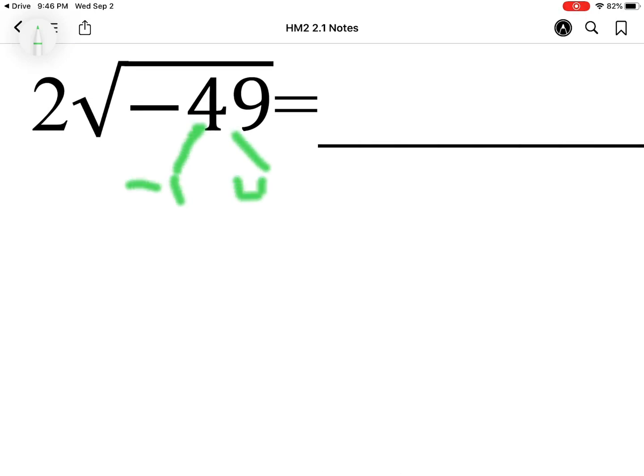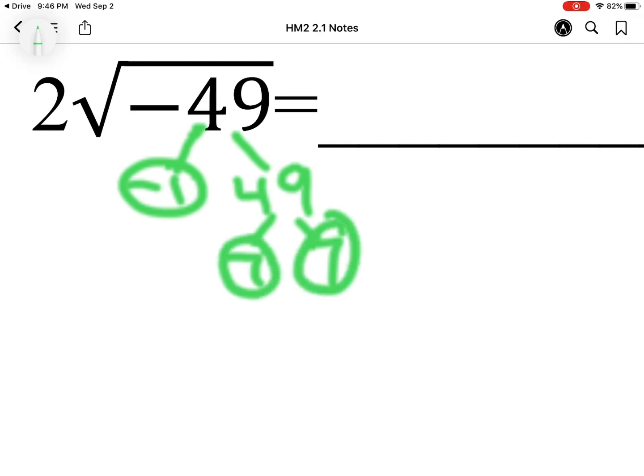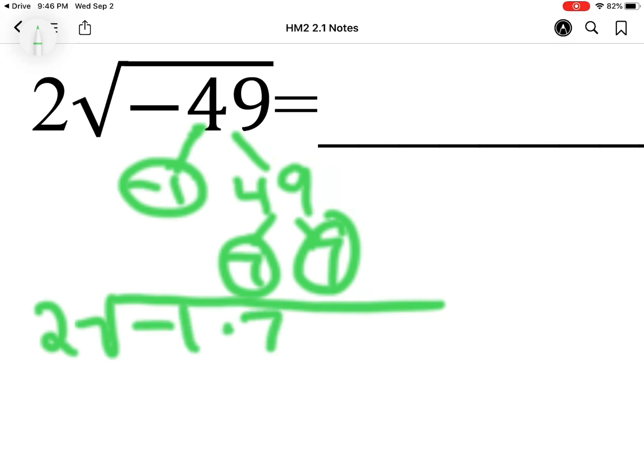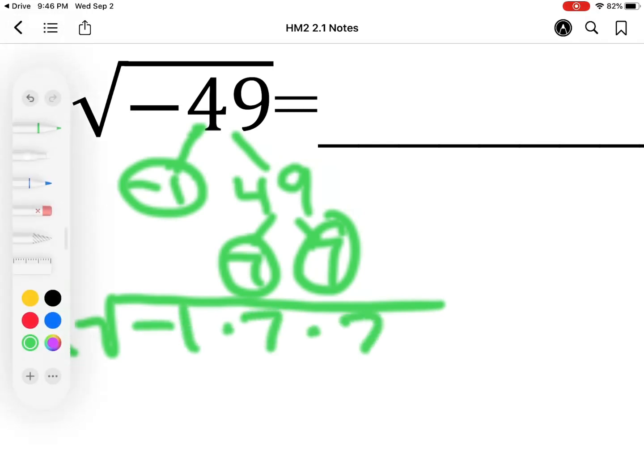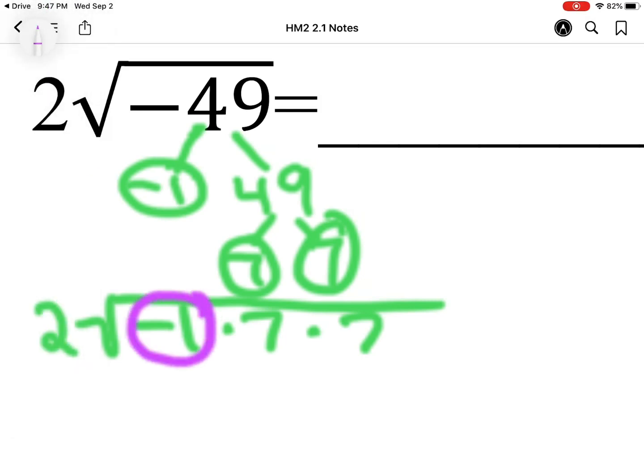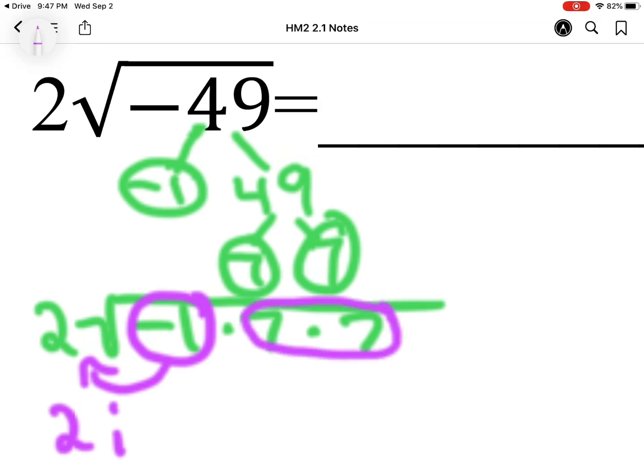So what if we had this one? We're going to start on the inside, so -49. And then we would have 7 times 7. So that means we have 2 times the square root of -1 times 7 times 7. So that -1 is going to come out as i, so we have 2i. And then the group of 7 comes out as a single 7. And then there's nothing underneath the radical. So there's all multiplication on the outside.